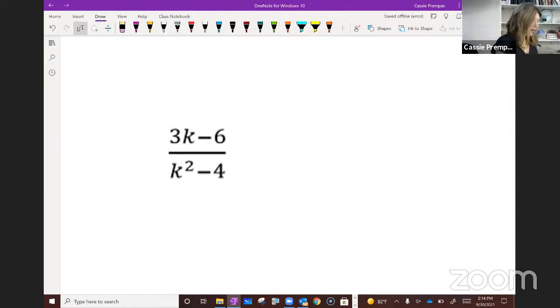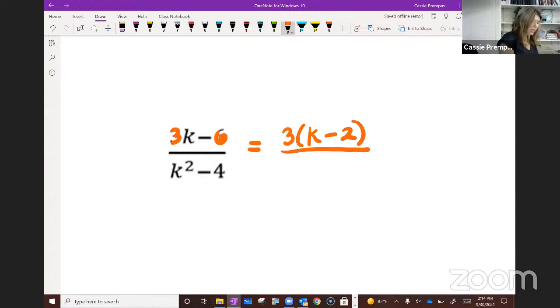That's my fault. Okay, looking at this one here, we do know how to factor. We've factored a lot. So what's the first step in factoring? What's always the first thing we do? GCF, awesome. So if I look at 3k and 6, what would be the greatest common factor of those? 3, good. So I would take that out and I would have k minus 2. And then looking at the denominator, this I know can factor down.